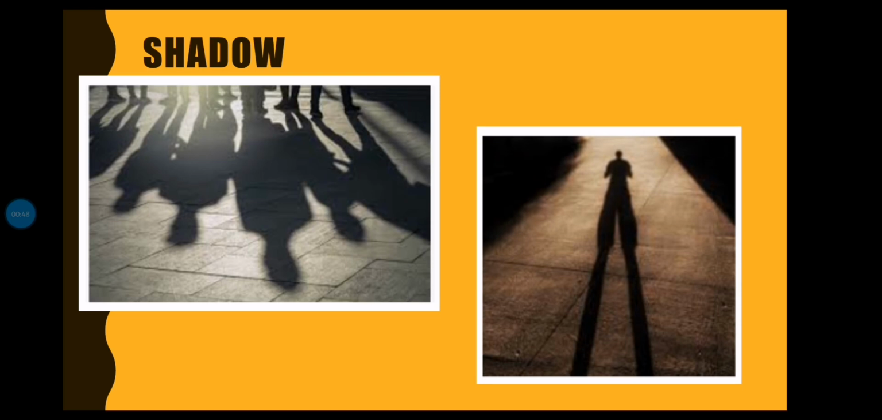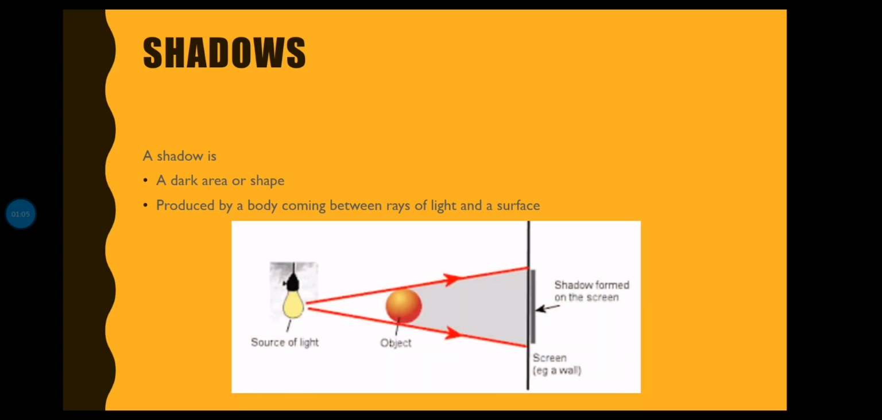These are shadows. In fact, a shadow is a dark area or shape. It's produced by a body or an object that comes between the rays of light and a surface. As you can see here in the picture, I have a source of light and I have an object that is blocking this light. So that's how I will have a shadow formed on the screen or the surface.